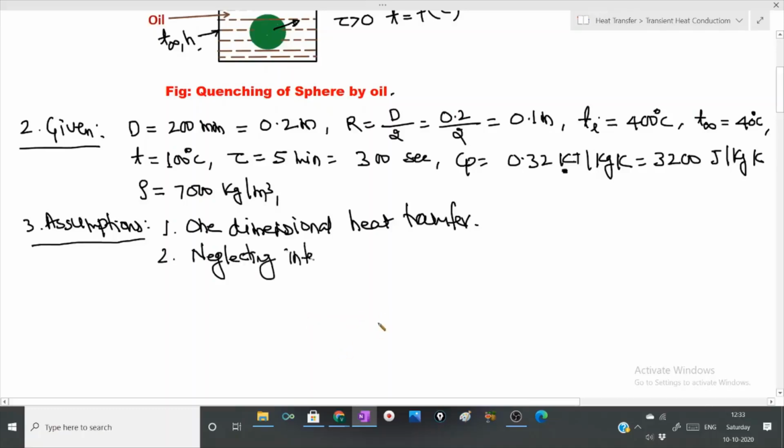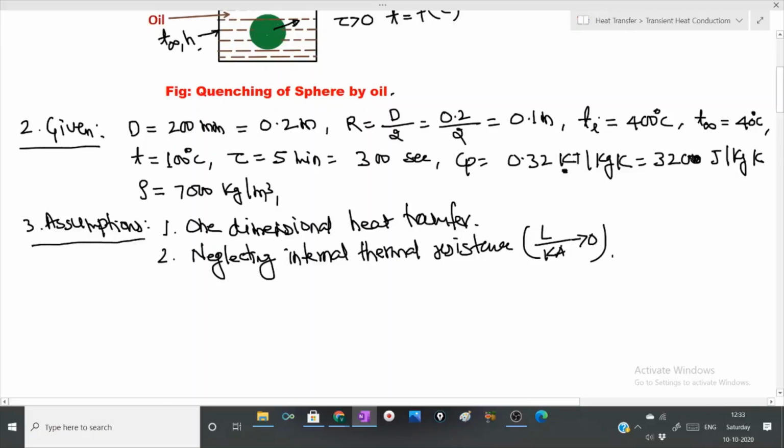Neglecting internal thermal resistance. What is this internal thermal resistance? It is nothing but L over KA, and it tends to 0. It is 320. Okay, thank you for the correction.